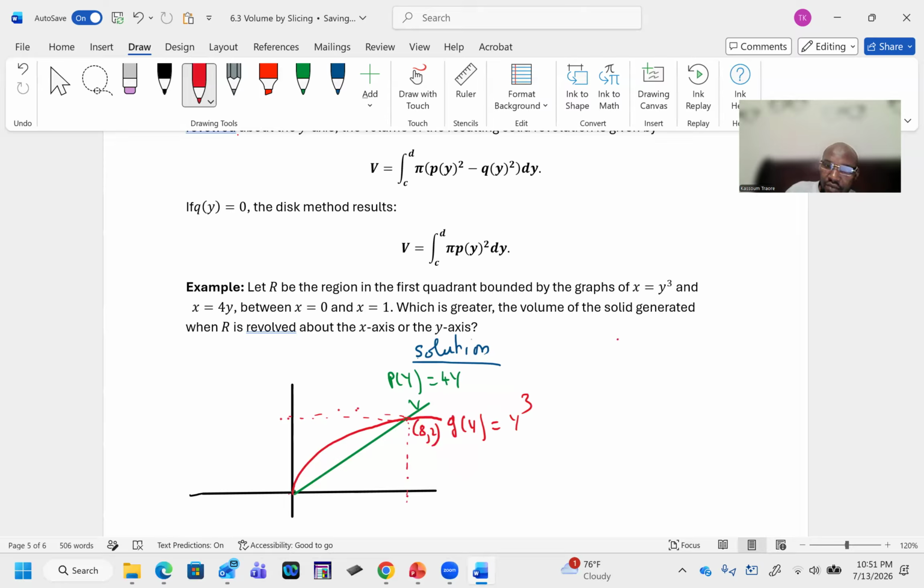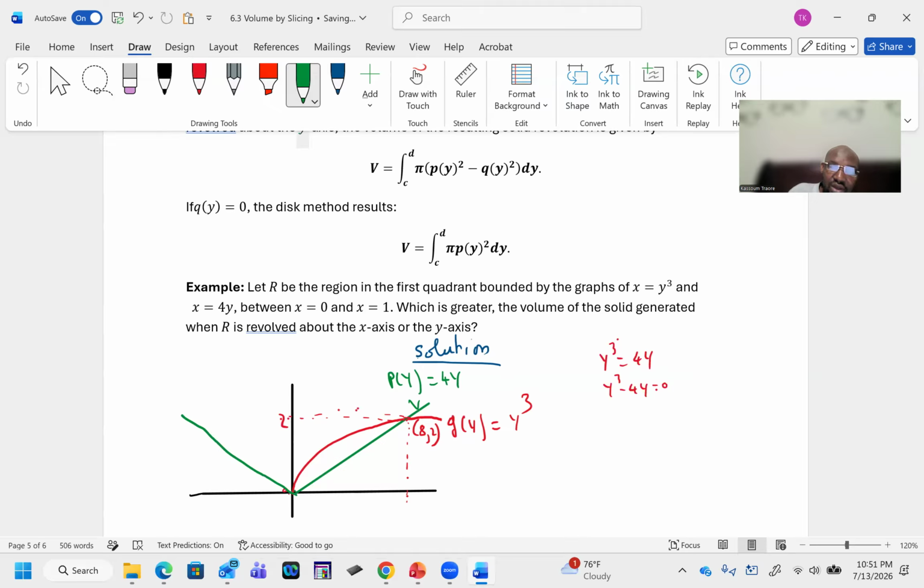Like by solving y cube is equal to 4y, you solve y cube minus 4y is equal to 0. So y will be 2. So this is 0 from 0 to 2. So when we said, let me erase this one, when we said revolve about the y-axis, the same graph that you have here would be revolving across the y-axis, okay?